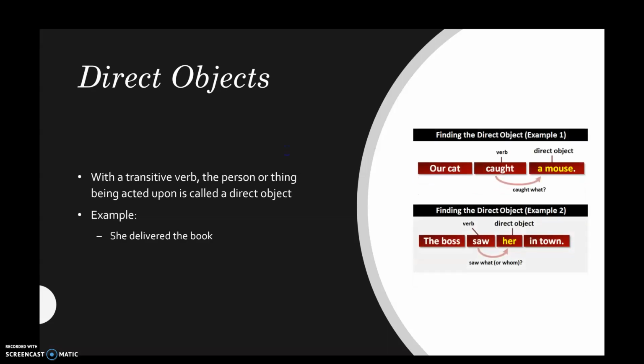So here's another one. This is from a source online. I just like the way they broke it up. So our cat caught a mouse. The cat did what? They caught. They caught what? A mouse. So mouse is the direct object of the verb caught. Another example. The boss saw her in town. The boss did what? The boss saw. Who did the boss see? Her. Her is the direct object. In town is a prepositional phrase showing where he saw her, but it's not really that important for this right here.